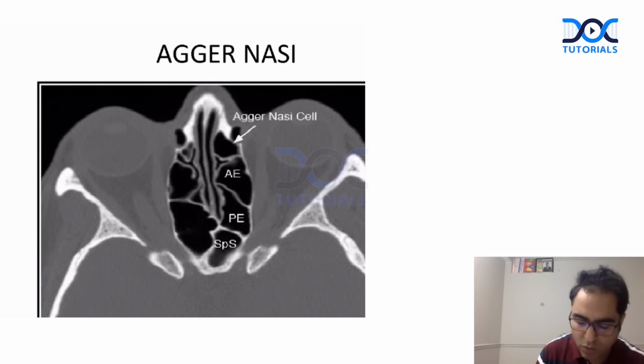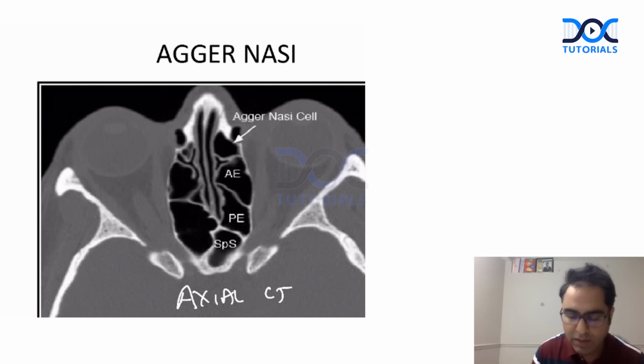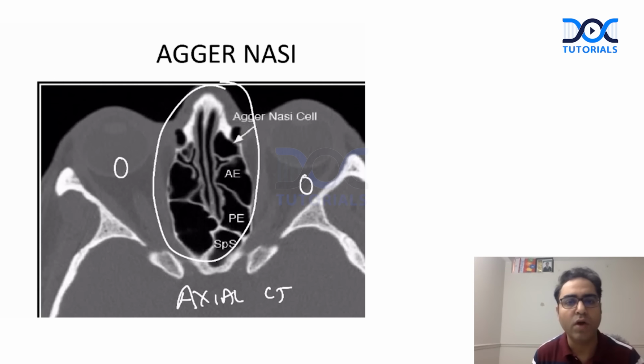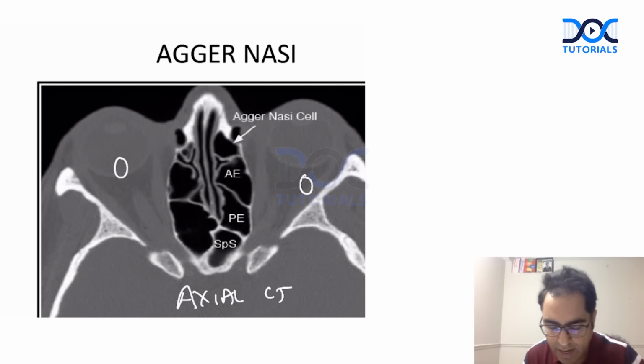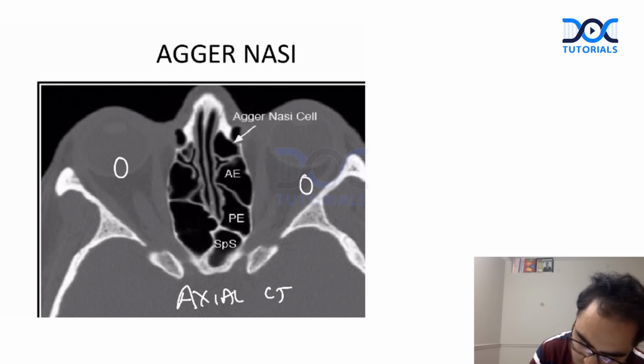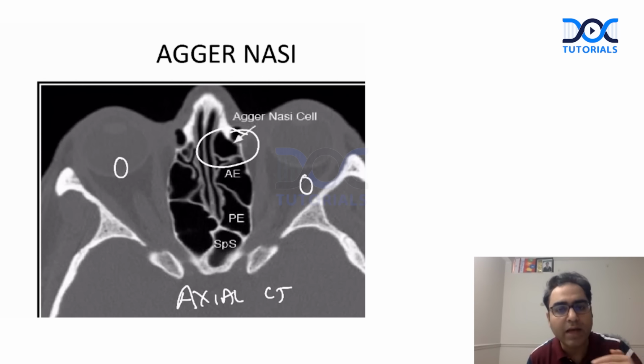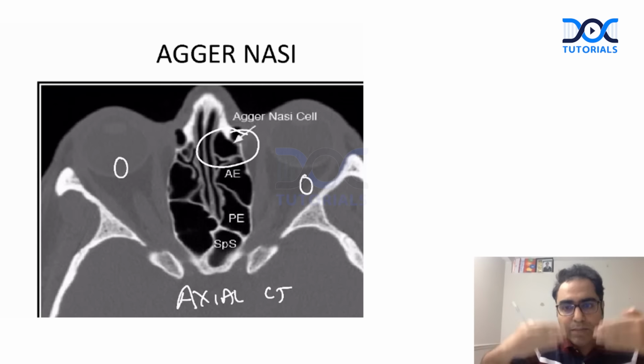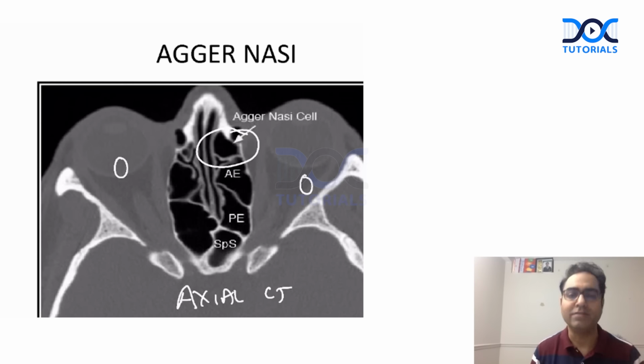Number two, Agger nasi. Now, Agger nasi can only be seen in the axial CT, which is like this, because it's the anterior most cell. So this is the orbit, and this whole bone is which bone? Ethmoid bone, full of ethmoid air cells, and the frontmost cell, this one, will be Agger nasi. Agger nasi is most anterior. Of course, it can be seen only in axial CT like this. So the frontmost cell, anterior most cell, is Agger nasi.